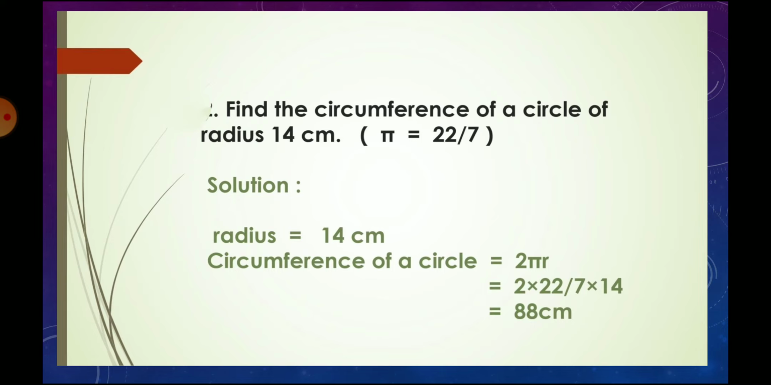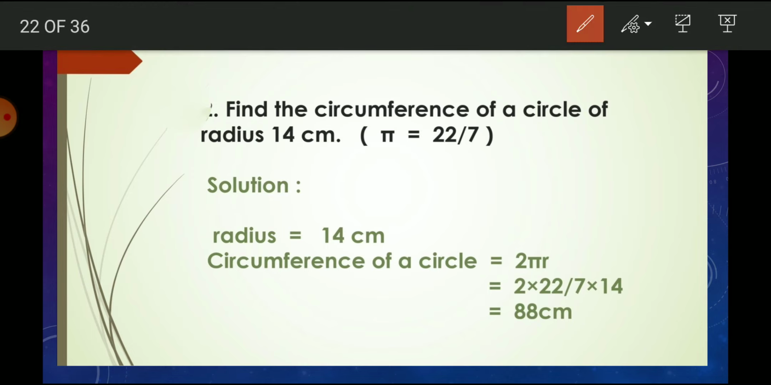Here they gave the value of pi equal to 22 by 7. So what is the solution? So the radius is 14 centimeter, circumference of a circle is 2 pi r. So shall we put a square term here? No. Okay, so circumference of a circle, that is 2 pi r. So 2 into the pi value 22 by 7 into 14.